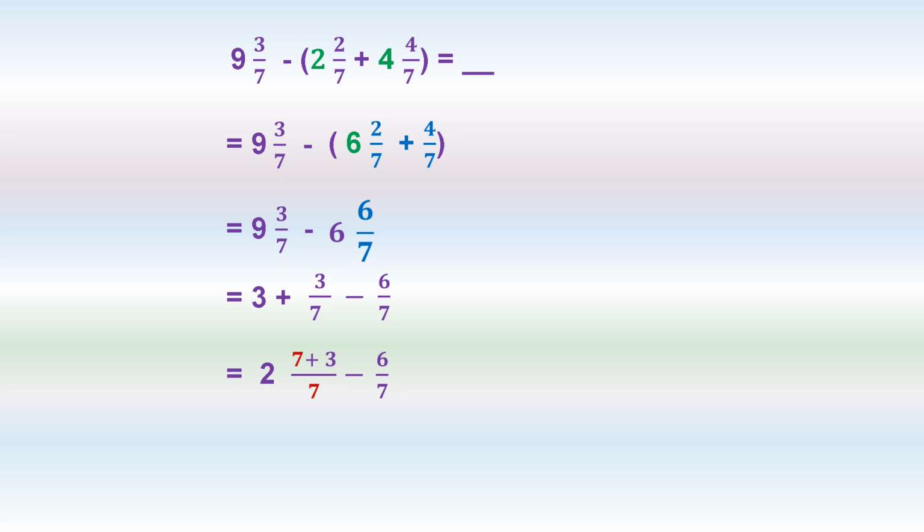So what we do now is we add the 7 and the 3 to make it 10/7. So we say 2 and 10/7 subtract 6/7. And 10 subtract 6 is 4. So your answer is going to be 2 and 4 over 7.